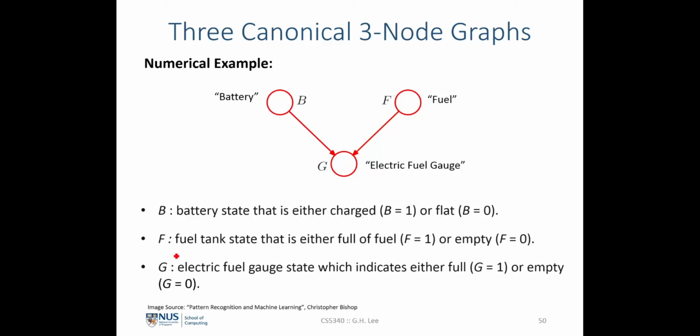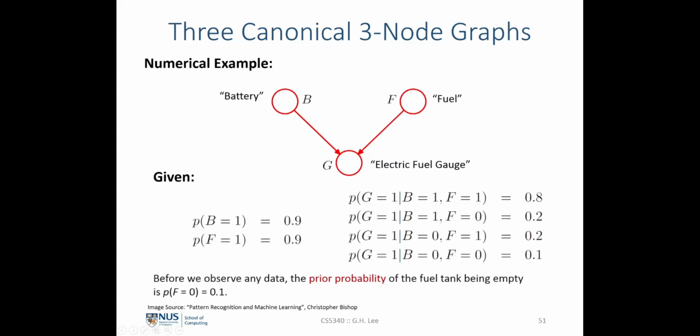Let us denote the battery state as the random variable B. It could be either charged or flat. Let us further denote the random variable F to represent the fuel state, that is either full or empty, and G to be the electric gauge state, which either indicates that it's full or empty. Here we are given the marginal or prior probability of B equals 1, that means the battery is full, equals 0.9. What this means is that we always tend to have a high confidence that the battery in the car is fully charged, and the probability of F equals 1 equals 0.9. We are equally highly confident that the fuel tank is always full.